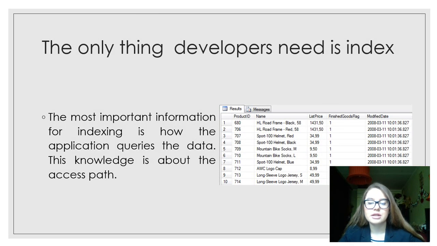It turns out that the only thing developers need to learn is how to index. Database indexing is, in fact, a development task. That is because the most important information for proper indexing is not the storage system configuration or the hardware setup. The most important information for indexing is how the application queries the data. This presentation covers something developers need to know about indexes. To be more precise, the presentation covers the most important type only, the B-tree index.